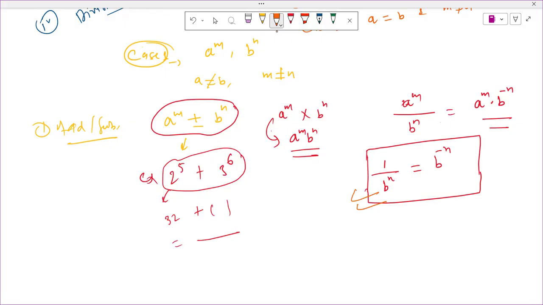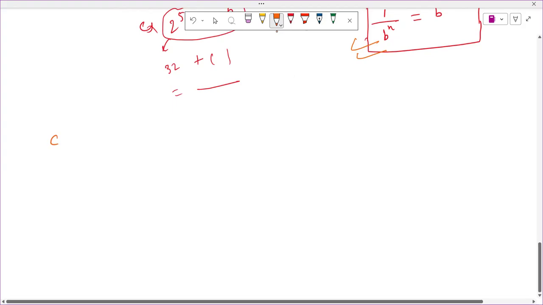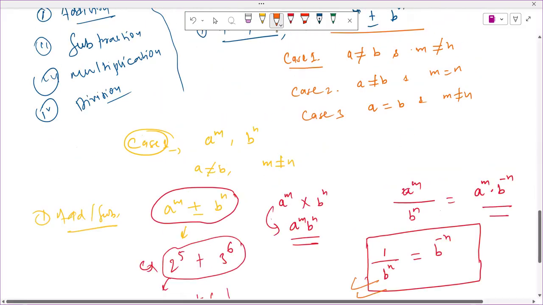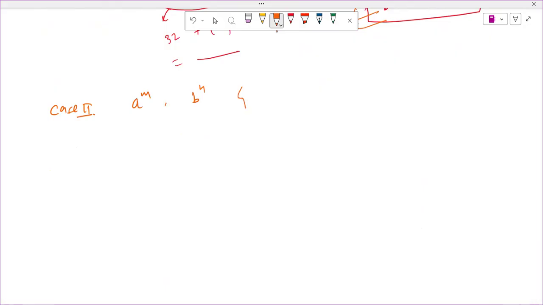Now, so you understood case 1. Now let's come to case 2. What is case 2? Let's see. a not equal to b. So you have two numbers, a to the power m, b to the power n. And what is the condition here? a is not equal to b, but m is equal to n.